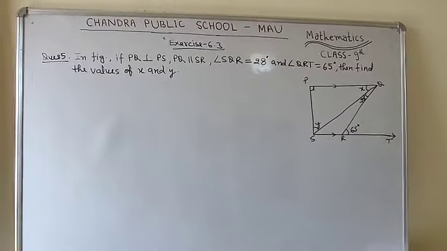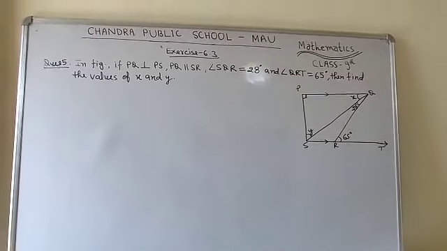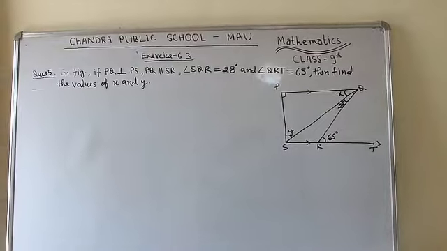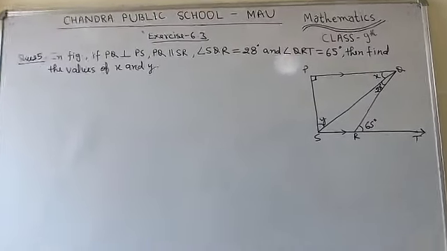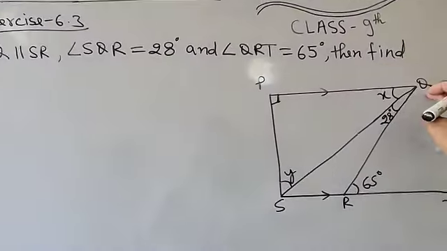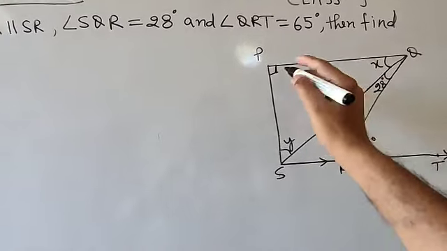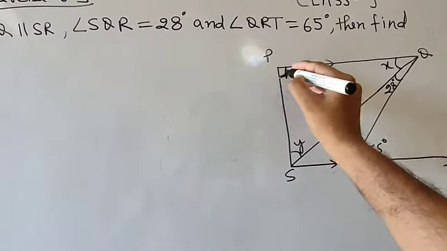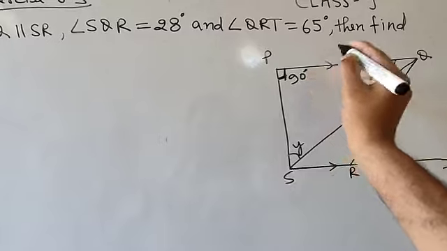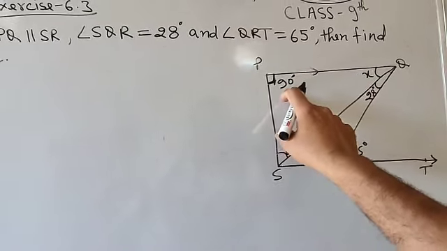Now students, here it is question number 5. In the given figure, one diagram is given there. It is given that PQ is perpendicular to PS, and here is the sign of the perpendicular also. So it means it is 90 degrees. Perpendicular means this angle is 90 degrees.